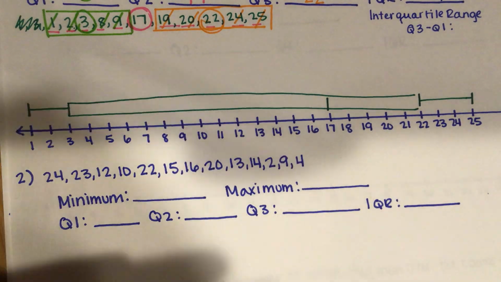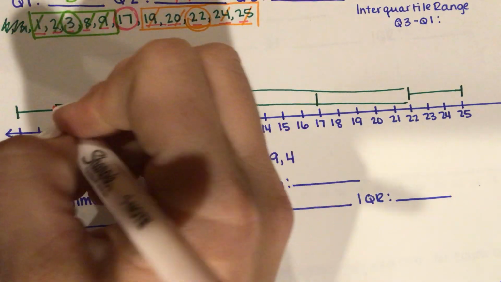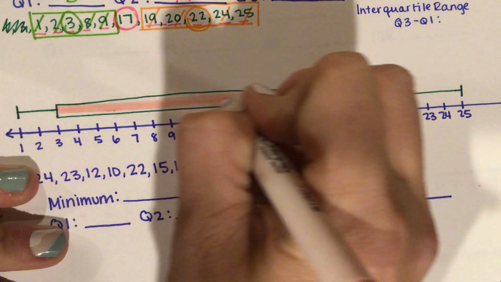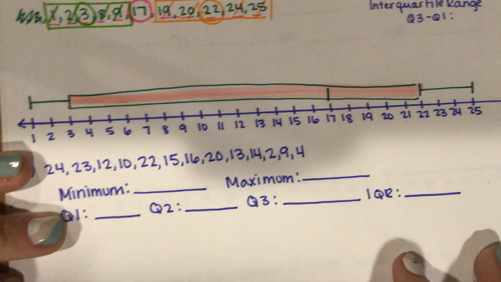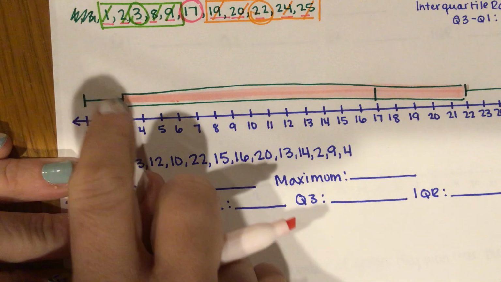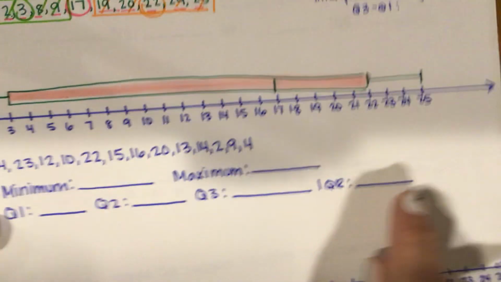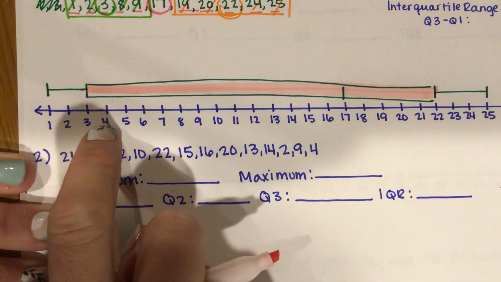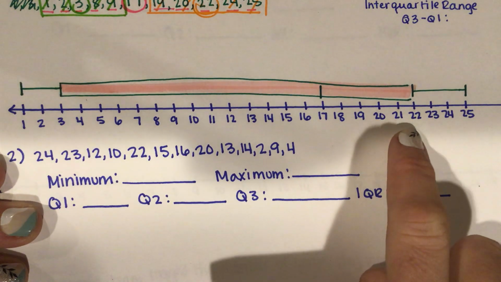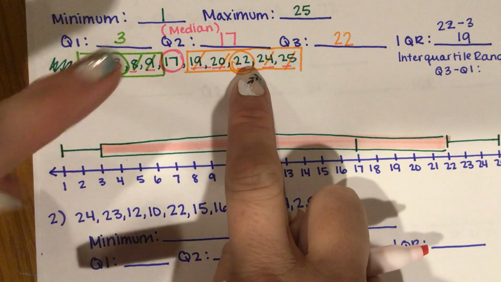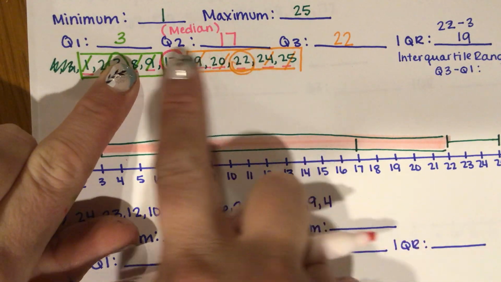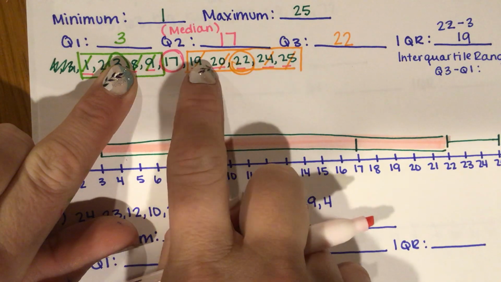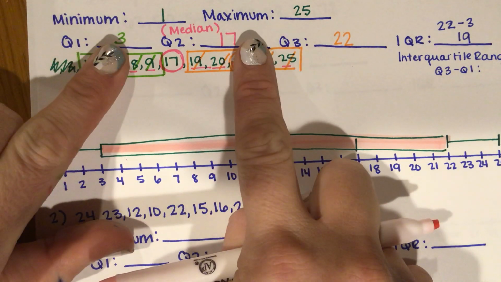Now that big long box is 50% of my data. That's a big, huge chunk of my data. I have 25% of it here and 25% of it down here, but a lot of my data is between the numbers 3 and 22. And if I look up here, between 3 and 22, that's a big chunk of data right there. There's 1, 2, 3, 4, 5 numbers out of my 11.